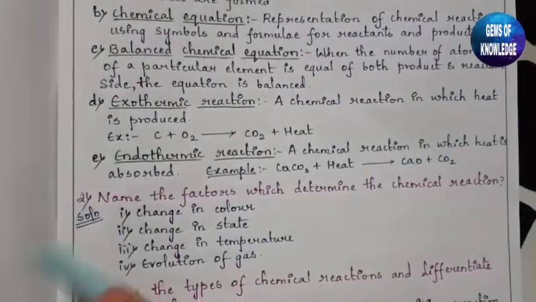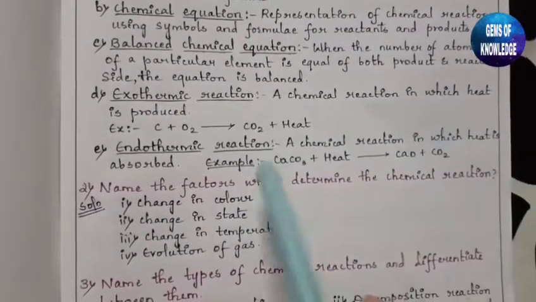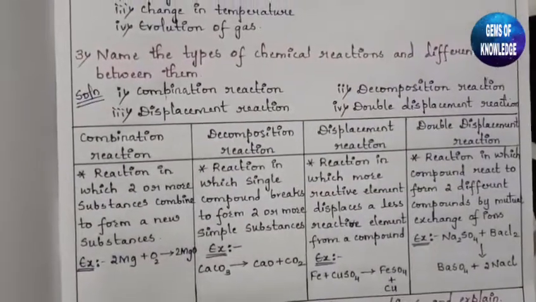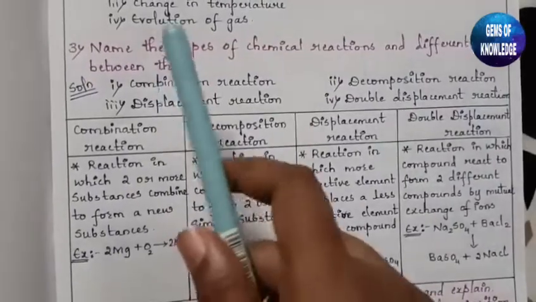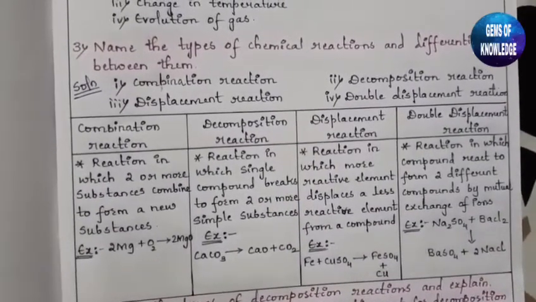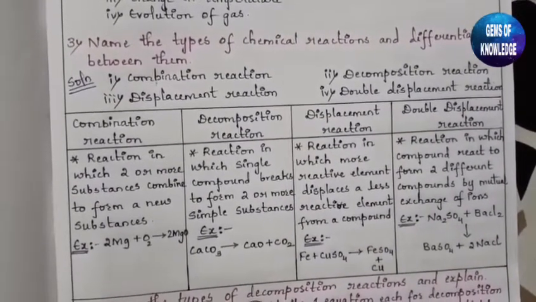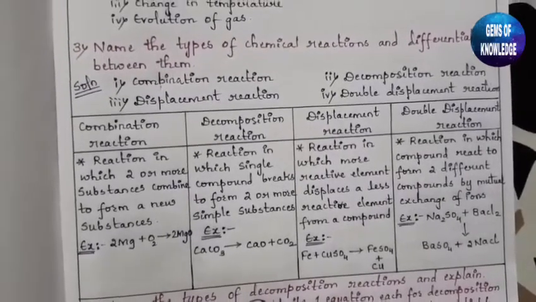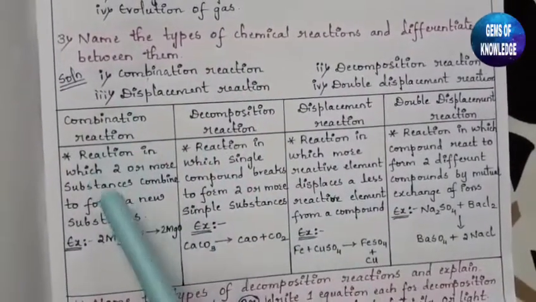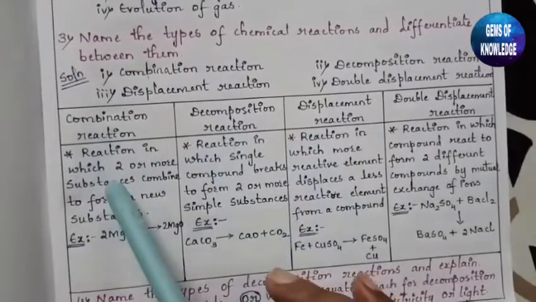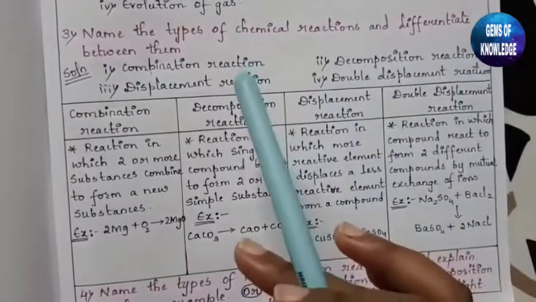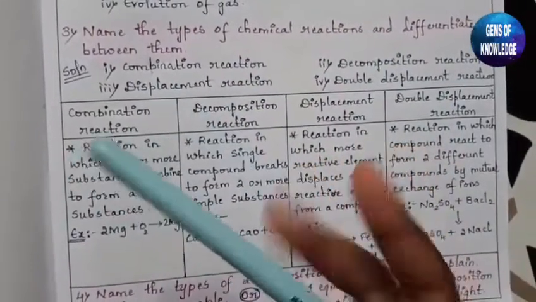Next, how can we understand the chemical reaction is happening, the factors, how can we determine the chemical reaction? These are four things. Okay, coming to the next question, that is the third question. You can see here, name the types of chemical reactions and differentiate between them is given. Normally there are four types of chemical reaction. Basically there is a 2-mark question regarding these types of chemical reactions. Either they will ask you the definition for that, or they will give you the balanced chemical equation, and you have to identify which type of chemical reaction this is. So basically a 2-mark question you can expect from this part.